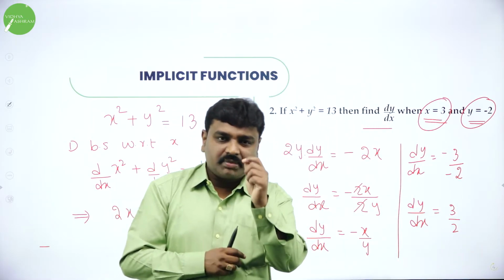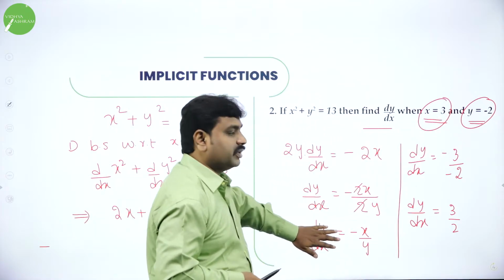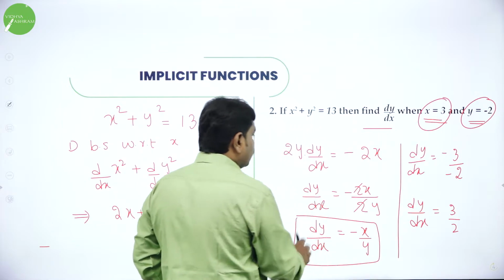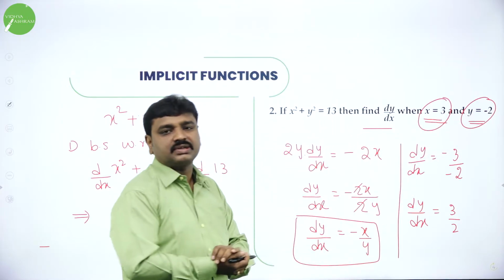So if they ask dy by dx at particular x and y values, put the x and y values after finding dy by dx. So this is your dy by dx. Now in the place of x put 3, in the place of y put minus 2, you will get the answer.